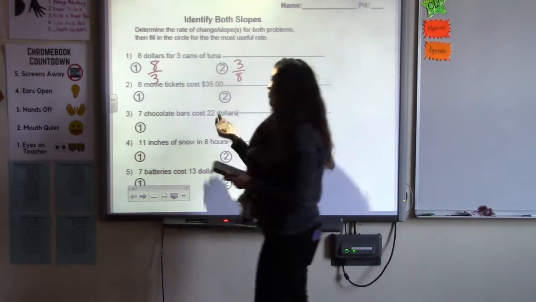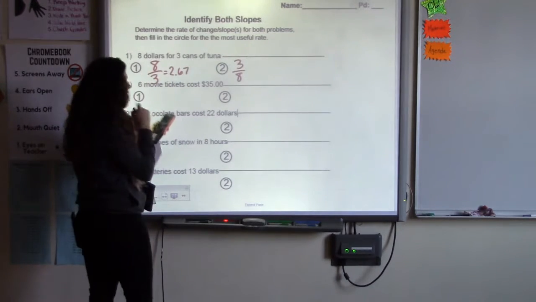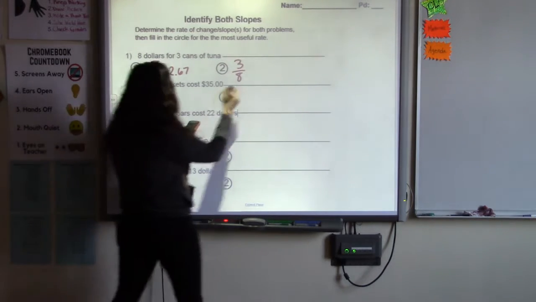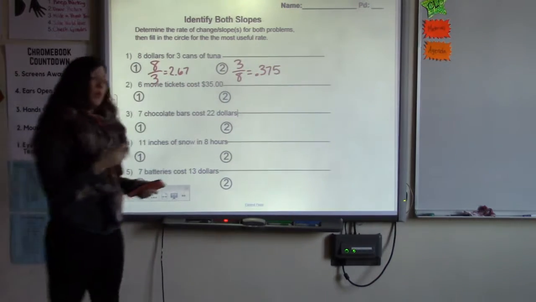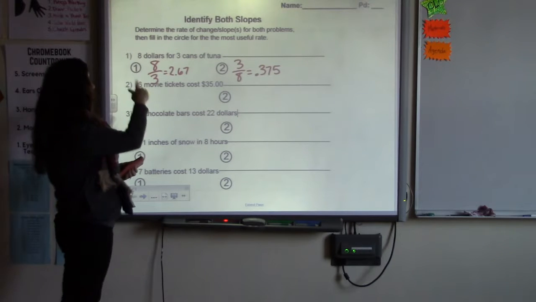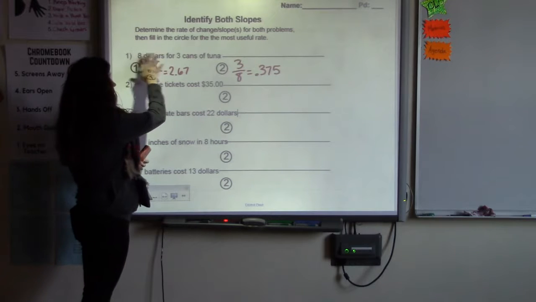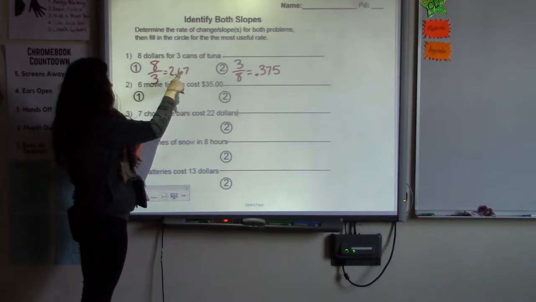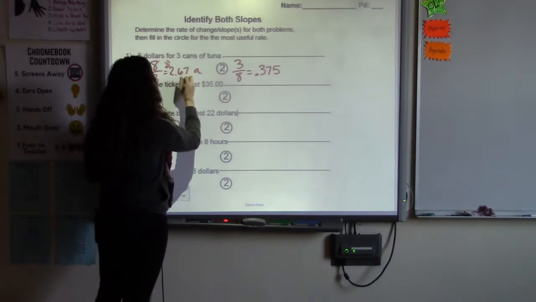Okay. So hopefully for the first problem, you got 2.67. It says 0.6 repeating in the calculator. Remember, we round up. And then for this one, you got 0.375. Again, at this point, both numbers are kind of useless information. So now we're going to go back to the problem. It says $8 for 3 cans of tuna. Since we did this problem in the order that they gave us, the units match. So this is $2.67 for a can of tuna.